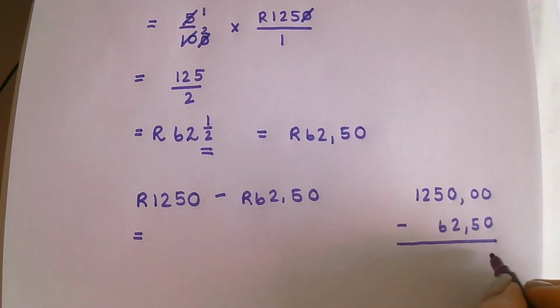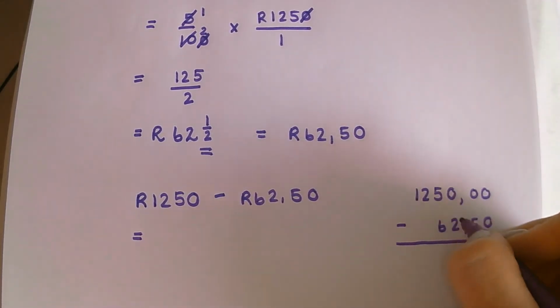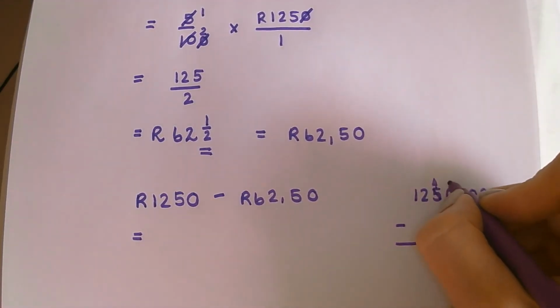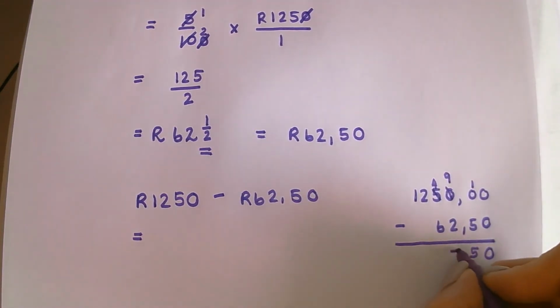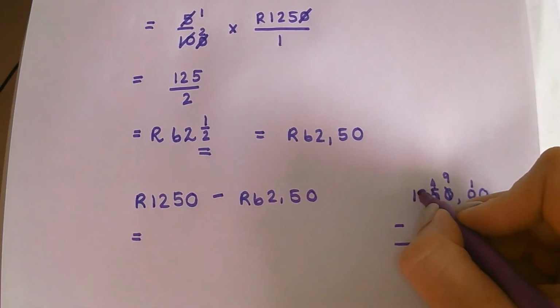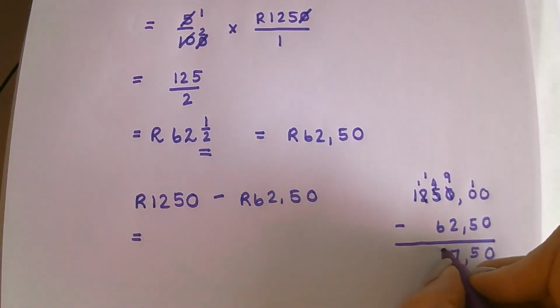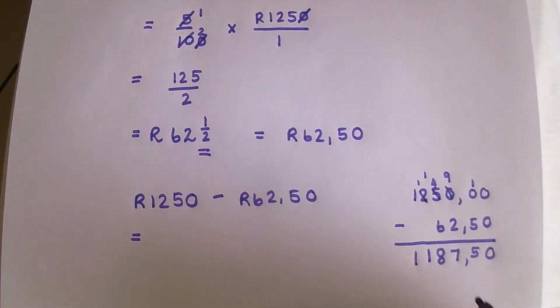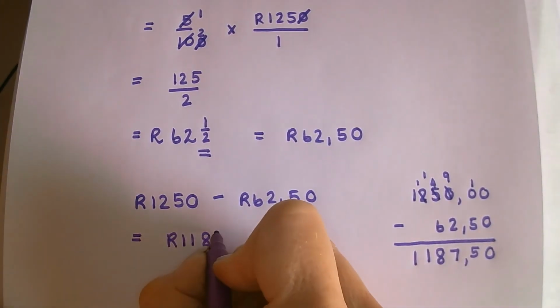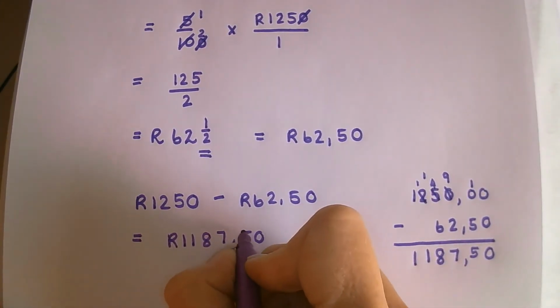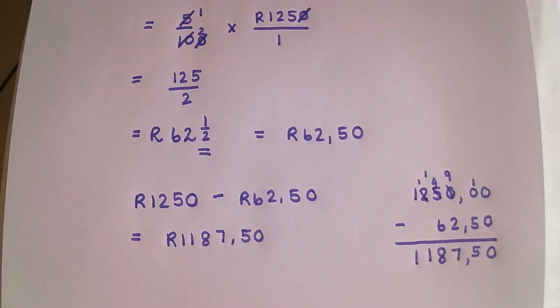0 minus 0 is 0. Can't do that, just need to borrow. And then we'll make that 9, and that's a 10. So that's 5, and that's a 7. 4 minus 6 I still can't do. Let's borrow again. That's 8, and 1, and 1. And you're left with 1,187 rand and 50 cents. Does he have enough money? Absolutely. 1,200 rand would definitely be able to cover that.